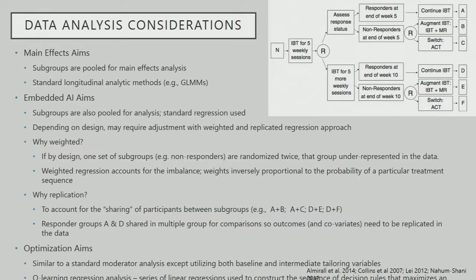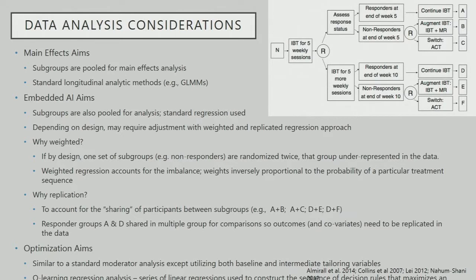Similarly, if you're pooling groups and comparing 2 groups where A is part of both the groups that you're comparing, you have to replicate the data in order to account for the fact that the A participants are in the larger group. In the optimization aim, it's similar to a standard moderation analysis, and you use a type of analysis called Q-learning regression analysis.